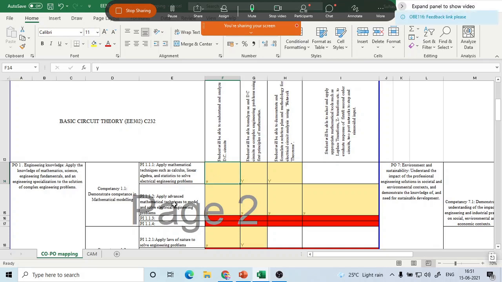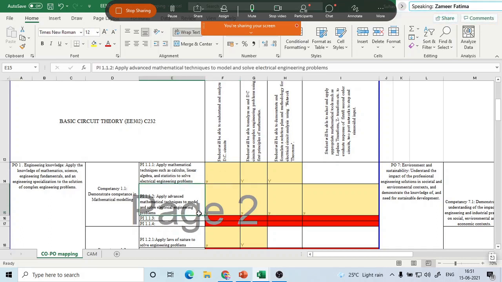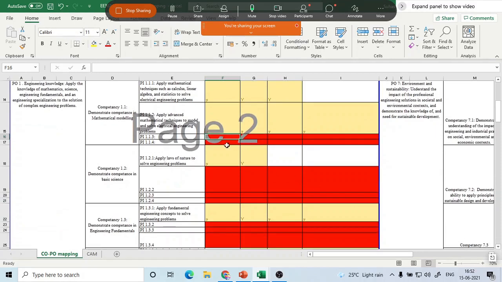And then the second performance indicator is apply advanced mathematical techniques to model and solve electrical engineering problems. Then yes, I am going to do it. For 3 and 4 it is not there. We are going to define 4 performance indicators for each competency level, and out of that I may be mapping only 2. I don't want to define any parameter for 3 and 4, so I kept it 0. There is no other number as such.